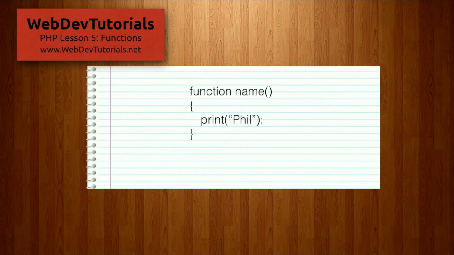Let's create a function which prints the name Phil to the site. We'll call it name. It doesn't accept any parameters, so we'll immediately close the parentheses. Inside the block of code, simply print the name. That's it.